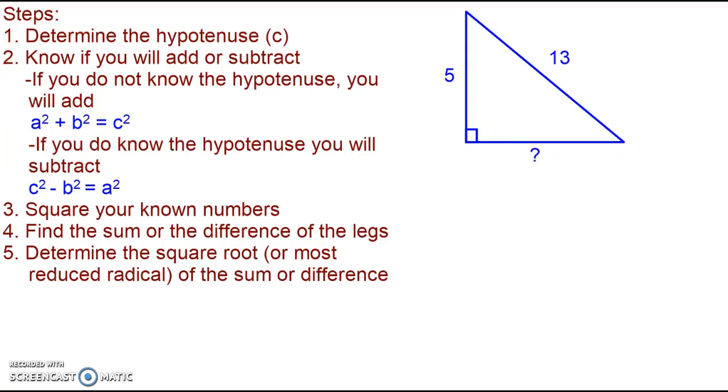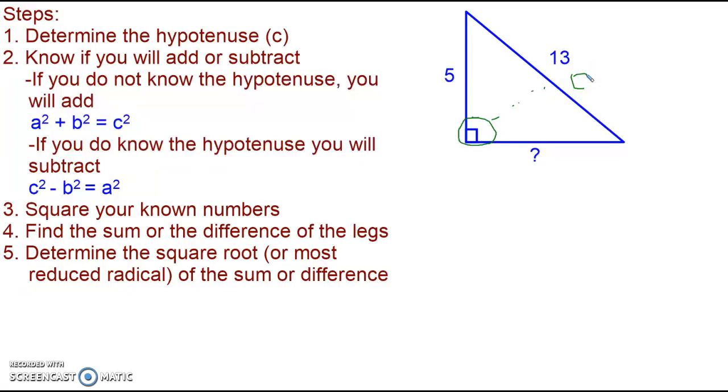Previously you have been looking at determining the length of the hypotenuse, but now we're going to look at how you can determine the length of any of the legs of a right triangle using the Pythagorean theorem. So the first thing that you need to do is determine the hypotenuse. In this case, we see the right angle. Across from the right angle is the hypotenuse. So we know the hypotenuse, that's C, is equal to 13.